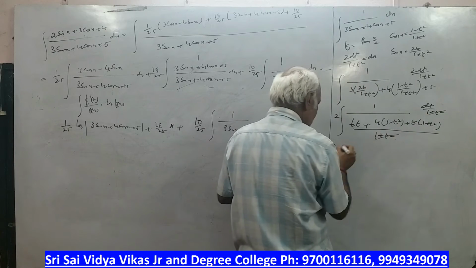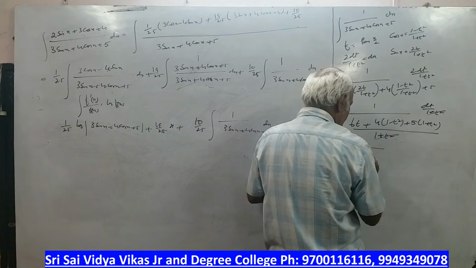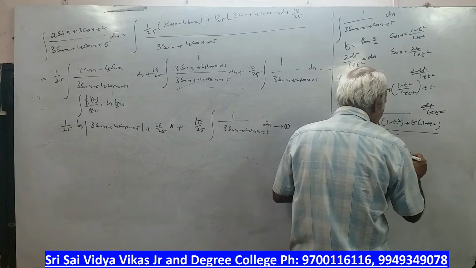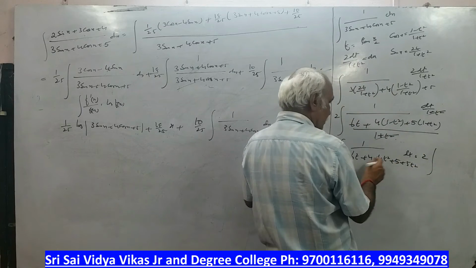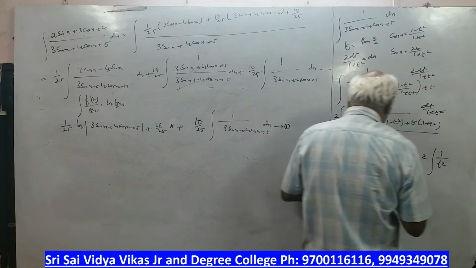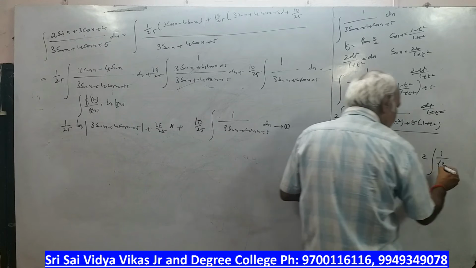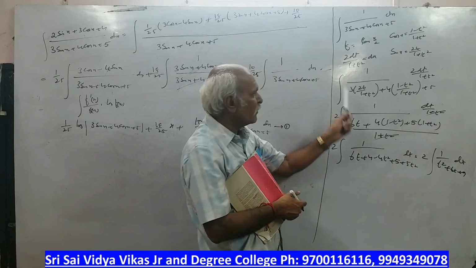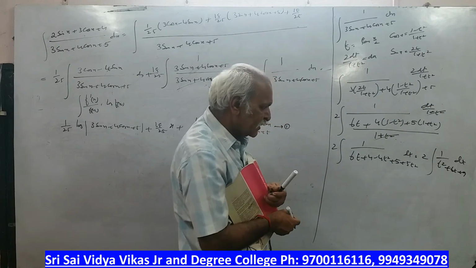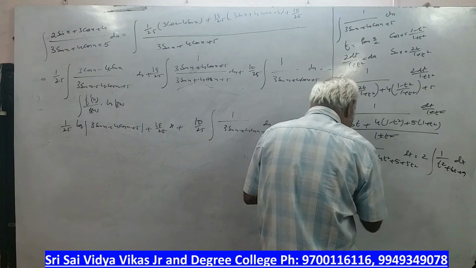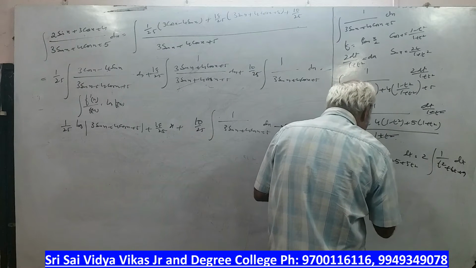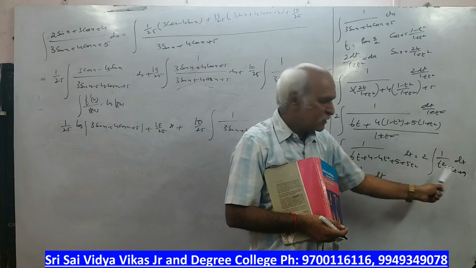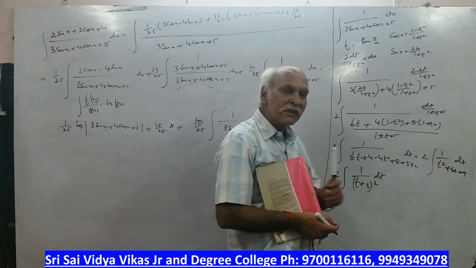These two will get cancelled. This will become 1 by 6t plus 4 minus 4t square plus 5 plus 5t square dt. If you look here, 5t square minus 4t square is t square, plus 6t plus 9. Here simplification, so I am writing directly, all the values I am substituting. We got t square plus 6t plus 9. So this can be written as 1 by t plus 3 whole square dt, because a square plus b square plus 2ab, which is nothing but t plus 3 whole square.